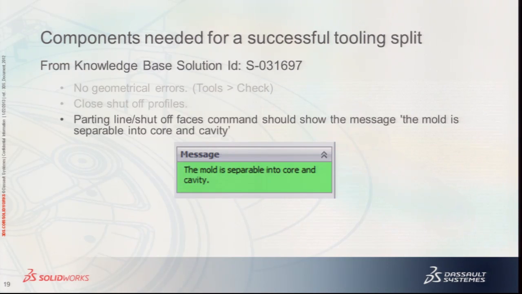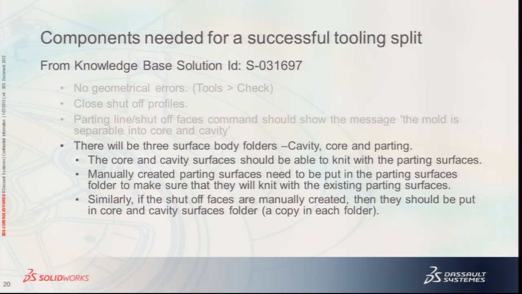The next one is, you'll see this message. Either if you don't have shutoffs on your part, you'll see it in your parting line property manager. If you have shutoffs, you'll see that just at the top of your property manager of the shutoffs. That's just a way to tell you that, hey, everything's there. You should be able to go ahead and separate it into the core and cavity.